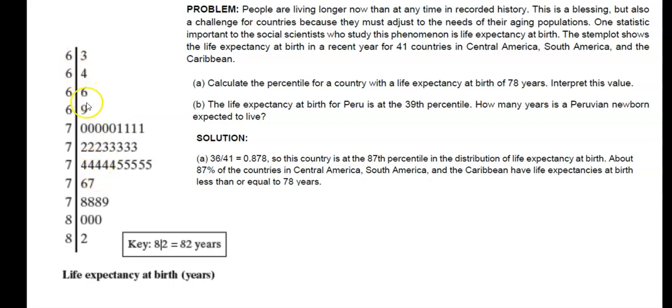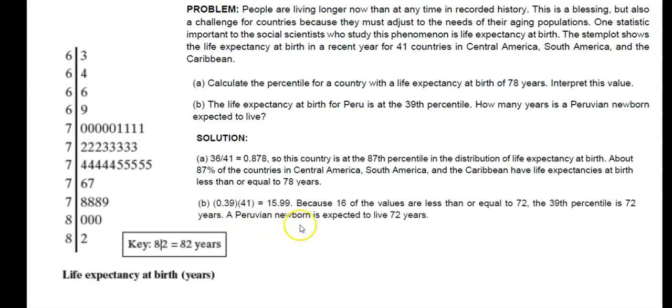1, 2, 3, 4. I'm counting from above. 5, 6, 7, 8, 9, 10, 11, 12, 13. 14, 15, 16. So I think 72 is where that's at. So because 16 of the values are less than or equal to 72, the 39th percentile is 72 years. A Peruvian newborn is expected to live 72 years.